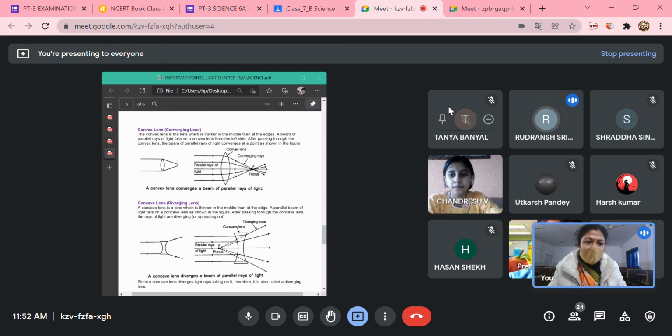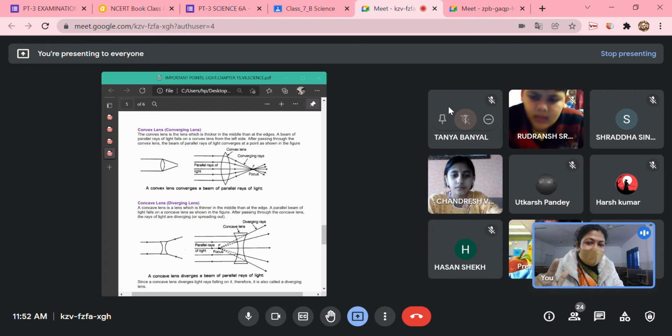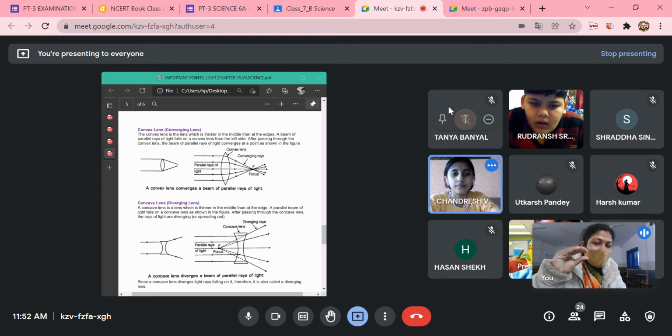You will do that later, not now, but when you are going to read in class. So this is the first case. Okay, is it clear? Convex lens, Chandresh, it's clear. Yes, ma'am. So they are called the converging rays.